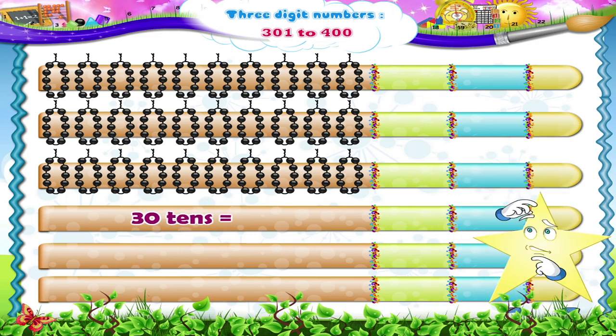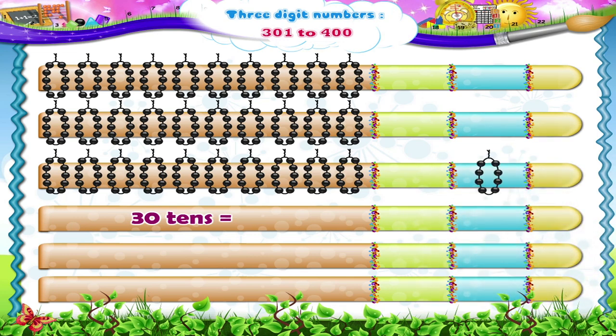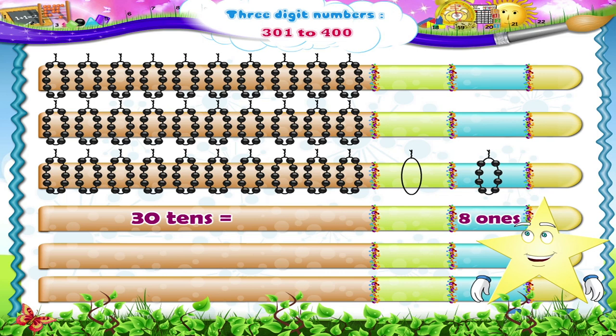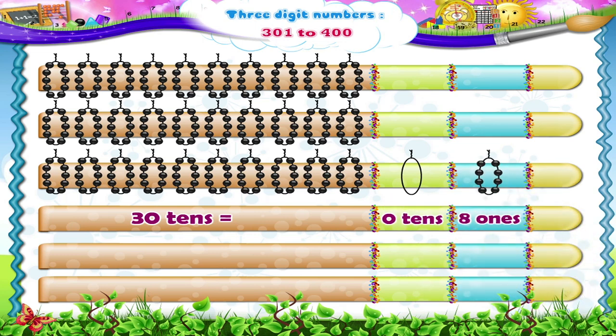What is it, Starry? What are you trying to show me? Oh, there is one more garland here. But see, there are only 8 beads in it. These make 8 ones. Starry, there are no garlands left with 10 beads in it. So, we get 0 tens. Now, let us see which number is formed. 30 tens means 3 hundreds, 0 tens and 8 ones make the number 308.